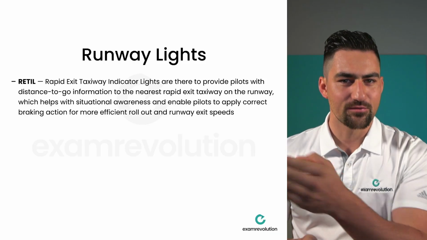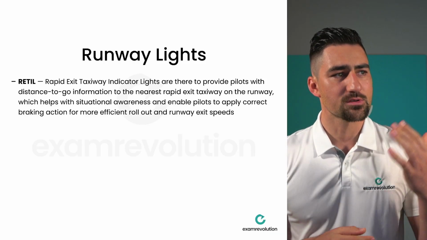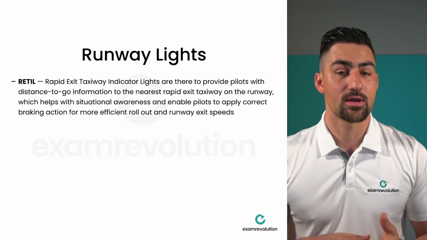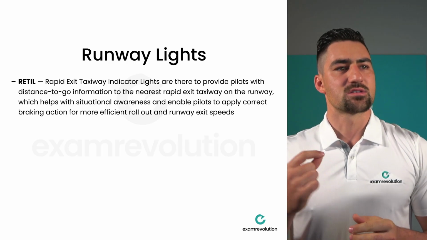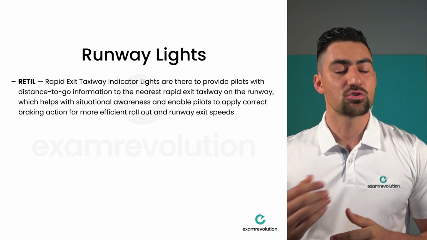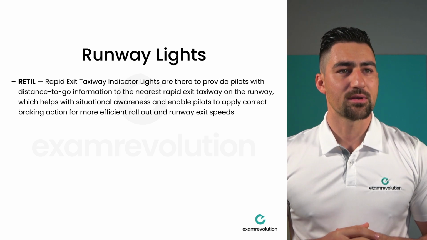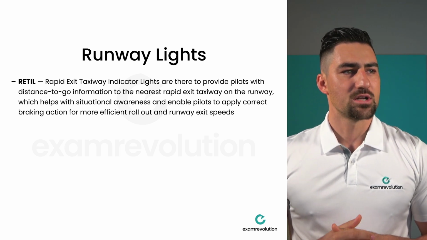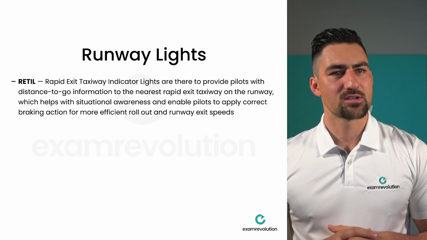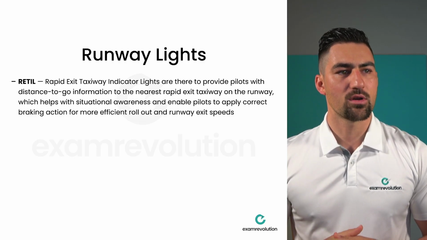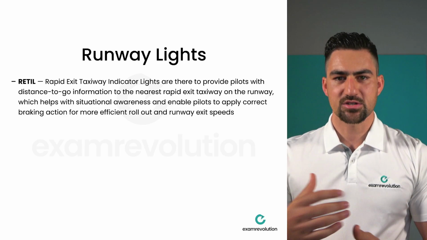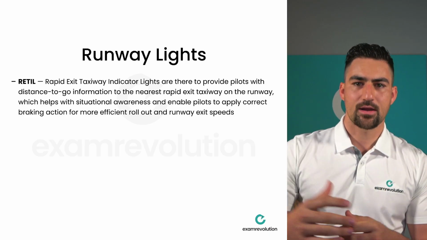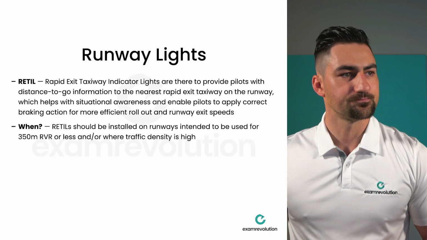Now they need to have very specific lights. So it's called RETILs, Rapid Exit Taxiway Indicator Lights. It indicates where the rapid exit taxiway is. So they are there to provide pilots with distance to go information to the nearest rapid exit taxiway on the runway, which helps with situational awareness and enables pilots to apply correct braking action for more efficient rollout and runway exit speeds. So that's what RETILs do. They just give you an indication of how far the rapid exit taxiway still is to come.